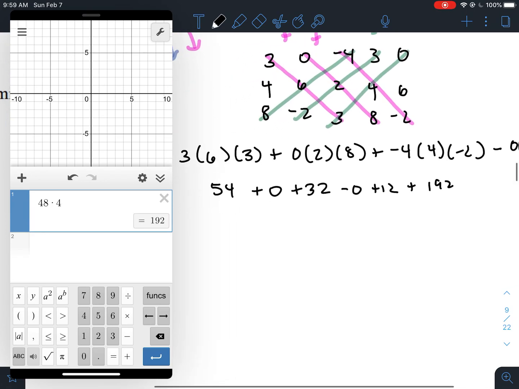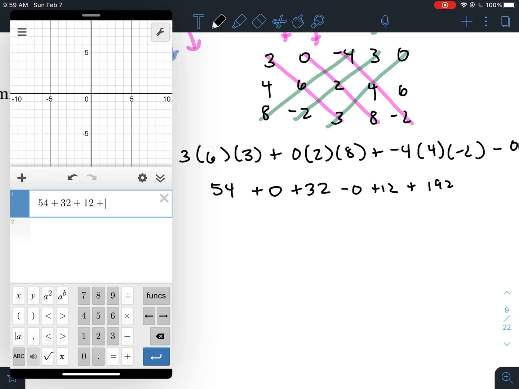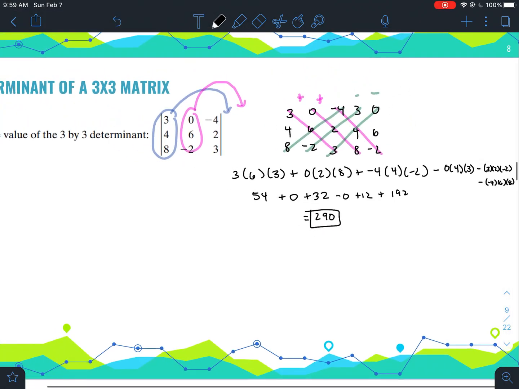And so the determinant of this matrix is going to be, add all those terms together, 54 plus 32 plus 12 plus 192. And the determinant of that 3 by 3 matrix is going to be 290.